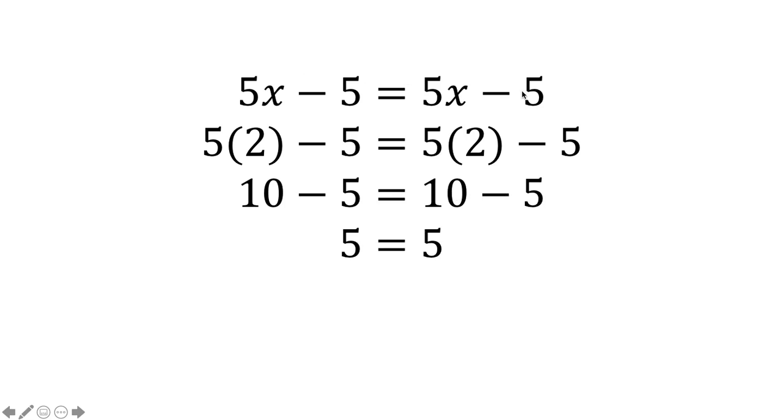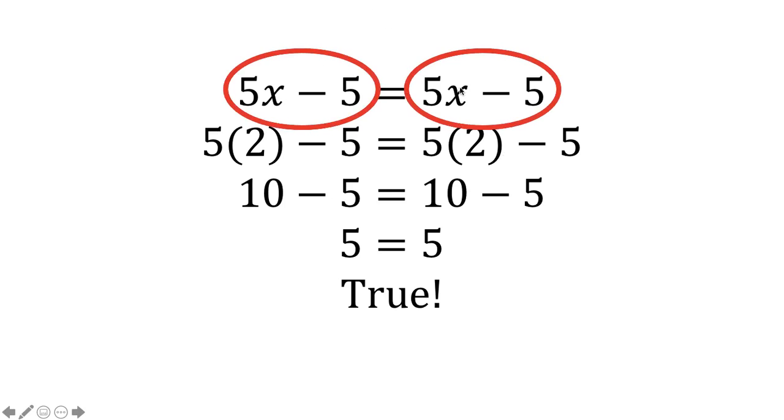This is me verifying, right? This isn't me solving the equation. I've already solved the equation. When I plug this number in, I'm getting 5 equals 5, which is true, right? Now notice the two sides of the equation here are absolutely identical. That's why we call it an identity. And when you have an identity, it means there are infinite solutions, right? Anything will work.